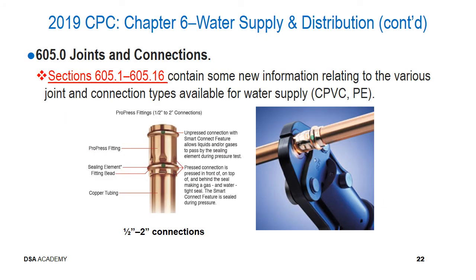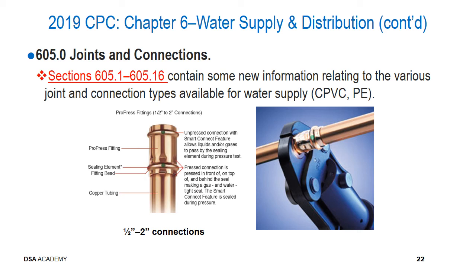Similar to the previous slide, which identifies materials that are approved for use with potable water supply systems, Section 605 addresses acceptable joints and connections which are permitted for use with potable water systems. The reason that the section numbers are identified in red underlined is because these section numbers changed.